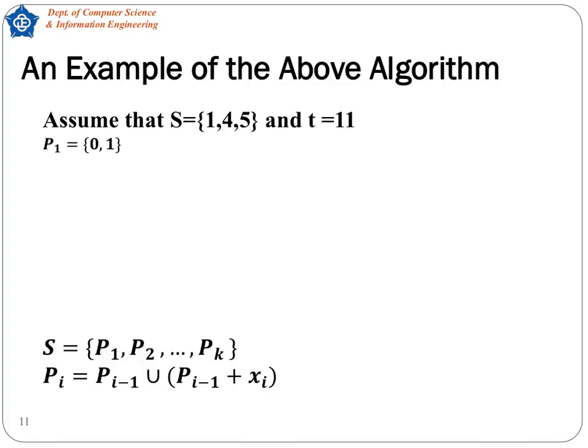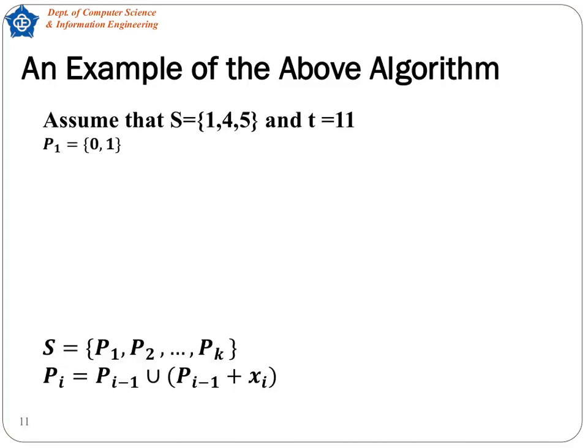Now that we've seen the algorithm in abstract, let's walk through a concrete example with S equals 1, 4, 5 and target t equals 11. First, we form P_1 by starting from the sum 0 and adding the first element, x_1 equals 1. So P_1 equals 0, 1.